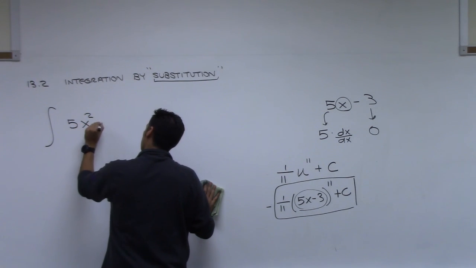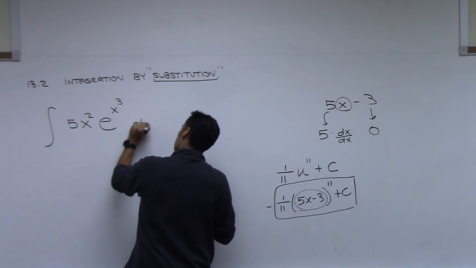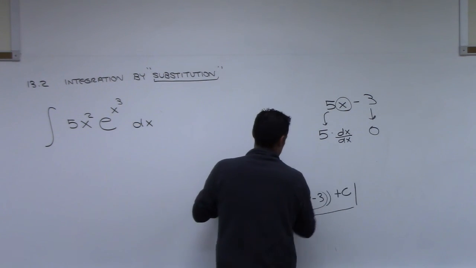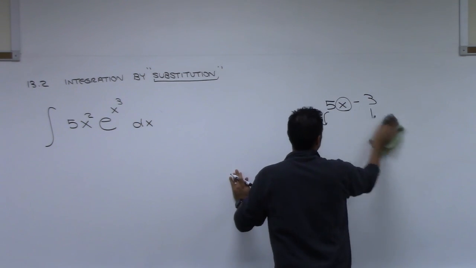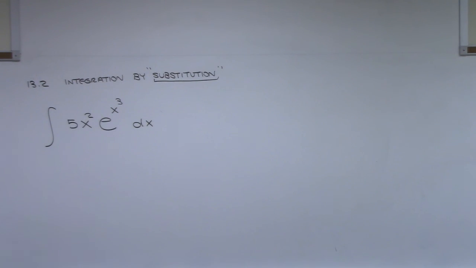The integral of 5x squared times e to the x cubed dx. Oh, man. Now this one's going to be a little bumpy, okay? So you're looking at that.